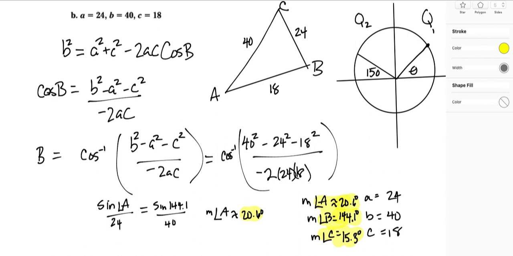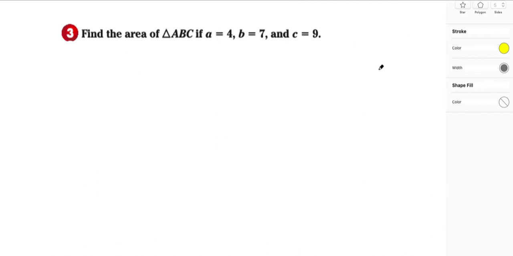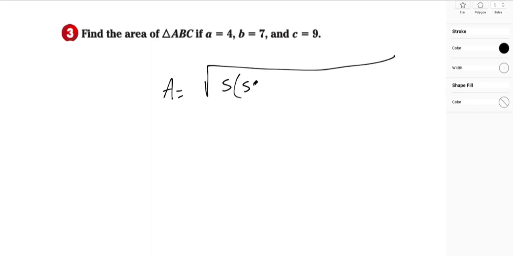Let's look at another example. This next example is asking us to find the area of a triangle given the fact that we have the length of all the sides. And so the area given Heron's formula is the square root of s times s minus 4 times s minus 7 times s minus 9. And this s value is the semi-perimeter. So I'm going to find the perimeter and divide it by 2 in order to find s.